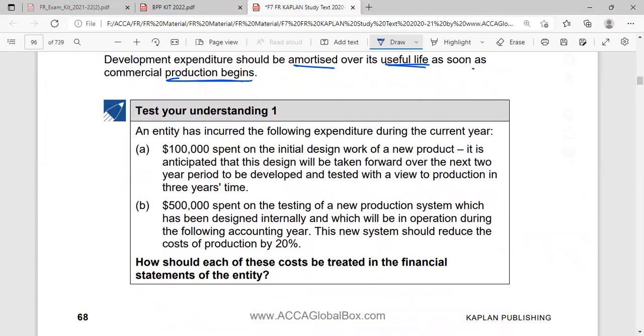The entity has incurred the following expenditure during the current year. 1 lakh spent on initial designing work of the new product. It is anticipated that this design will be carried forward over the next 2-year period to be developed and tested with a view to production in 3 years' time. Then tell me, this 1 lakh amount is spent, is it treated as a research or a development expenditure?